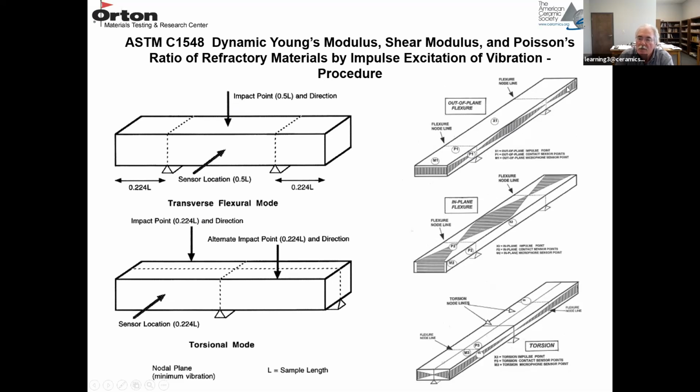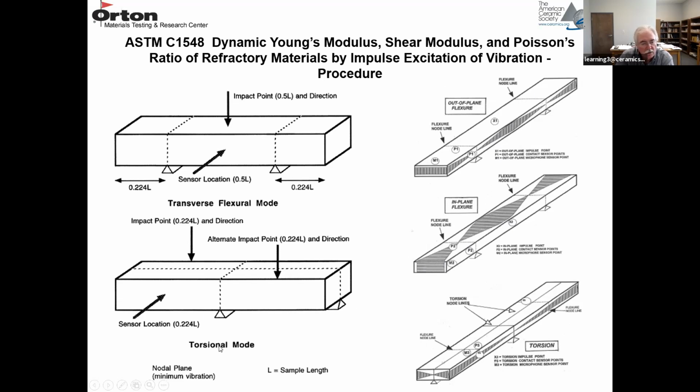But this is what the vibration looks like. You can see the nodal points and the maximum on the ends and in the middle. So this is vibrating perpendicular to the length of the sample. You can strike the sample on the side and the vibrations will be just in another direction perpendicular to this one. So this is again a flexural vibration.